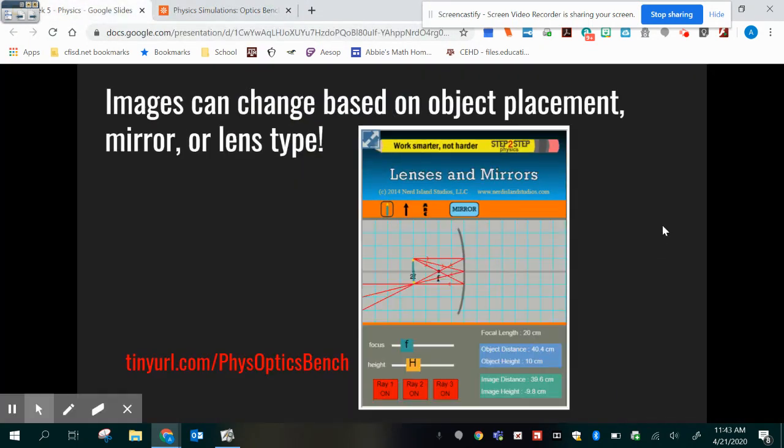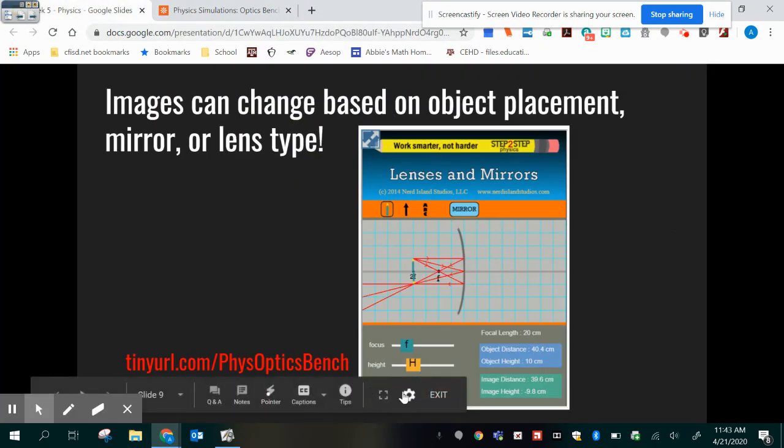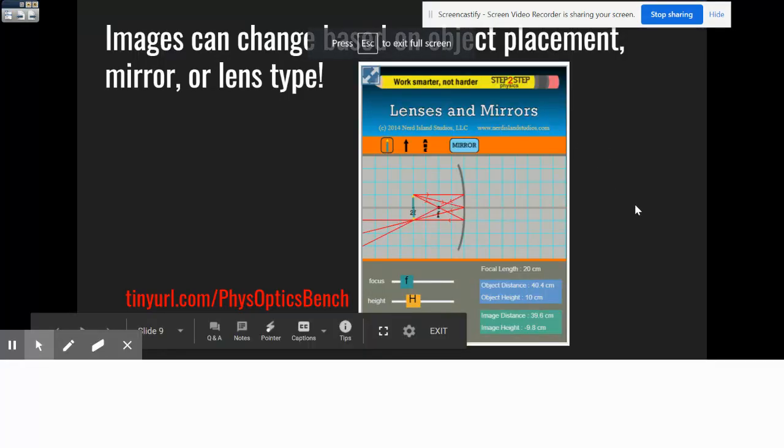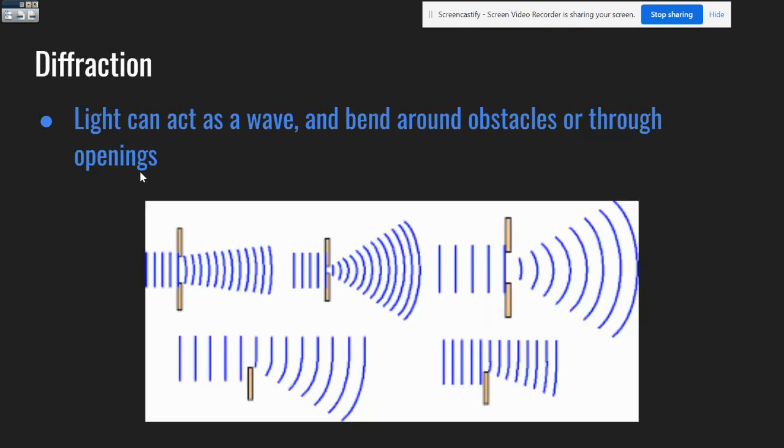Okay, let's go back to this. So the last thing they have you talk about is diffraction, and it's kind of a weird fit, but it is a wave behavior. So we talked about reflection, which is bouncing back, and we talked about refraction, which is changing media. Diffraction is when it bends around obstacles or through openings.